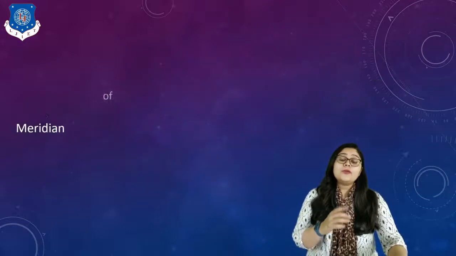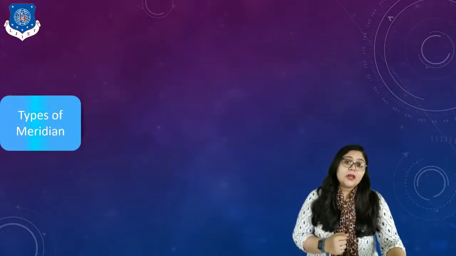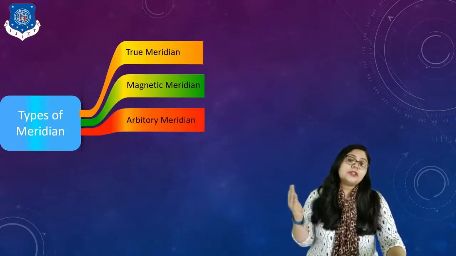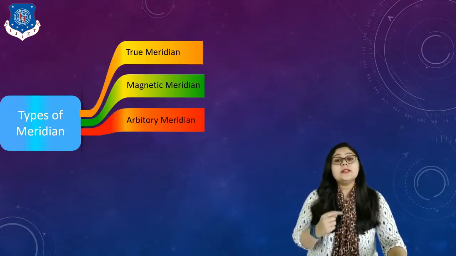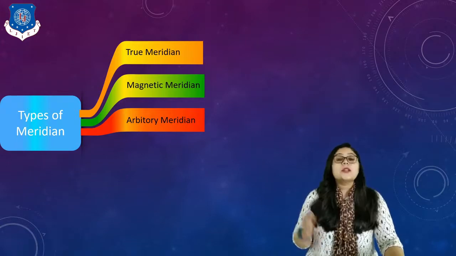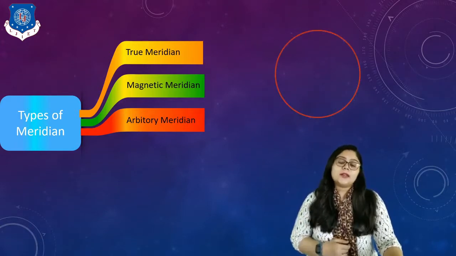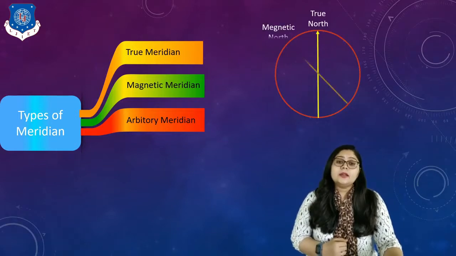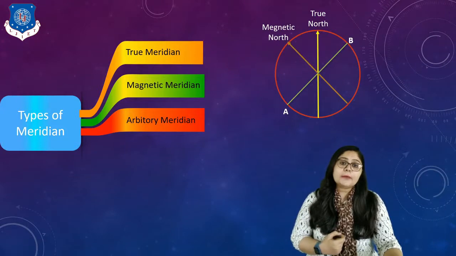Now, there are various types of meridian, right? It means there are various reference lines available. Basically, it is of 3 types: first the true meridian, second the magnetic meridian, and lastly the arbitrary meridian. Now say for example, this is the earth surface and this is the true north, right? Again, this is the magnetic north of the earth, and this is my survey line AB.